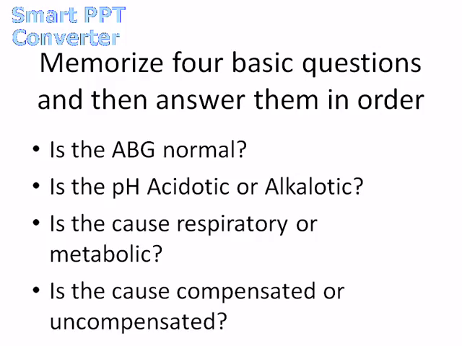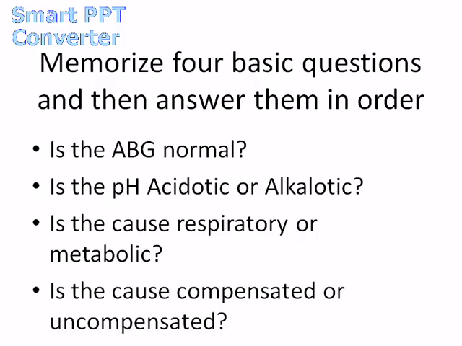All you have to do is memorize four basic questions and then answer them in that order. So is the ABG normal? If all of them are, then you have a normal ABG, and you can stop right there. If any one of the values is out of normal range, then you have to go to the next question. And the next question is, is the pH acidotic or alkalotic? To determine this, you look only at the pH. So we're looking at that 7-point-something number.